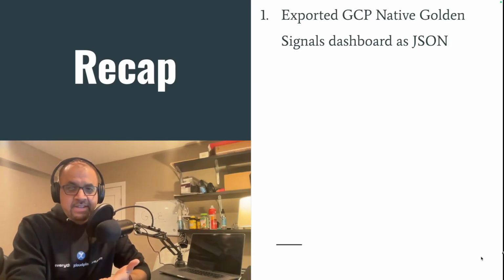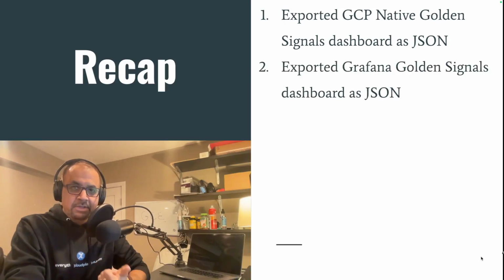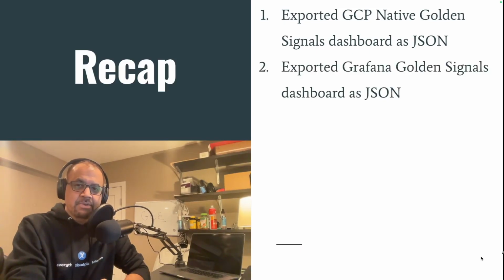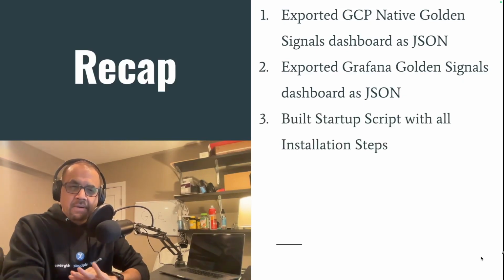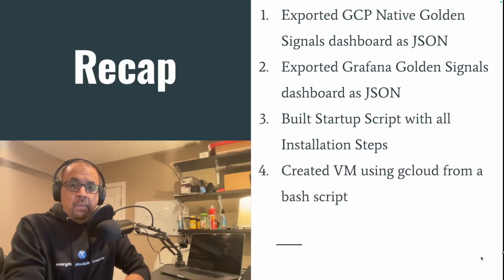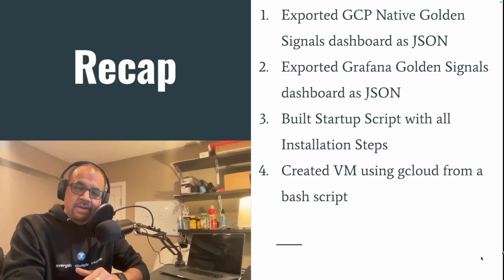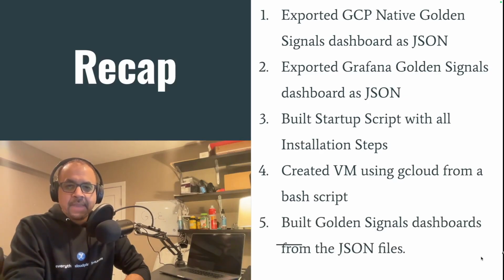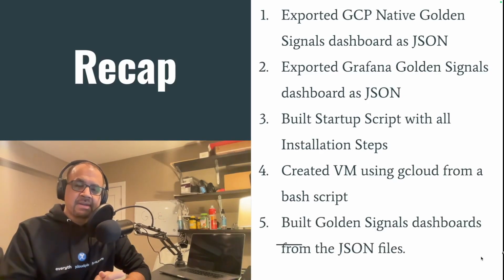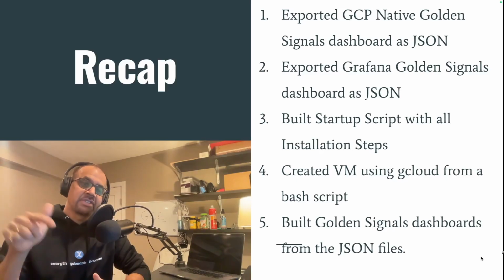Time for recap. We exported the GCP native Golden Signals dashboard as a JSON file. We exported the Grafana Golden Signals dashboard as a JSON file. We then built our startup script with all installation steps, all the three: monitoring, ops agent, Apache web server, Grafana. We created the VM using a gcloud command from a bash script rather than creating it from the console. And then we finally built the Golden Signals dashboard from the JSON files.